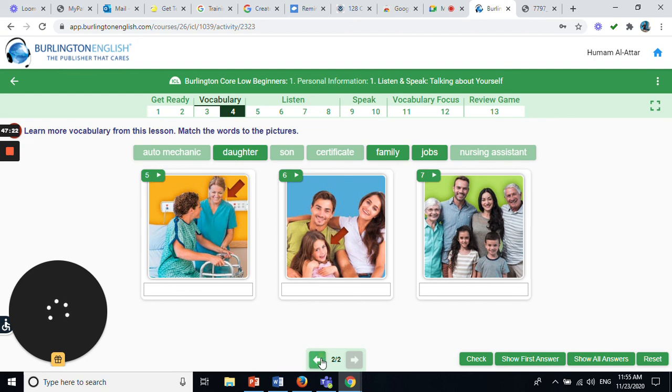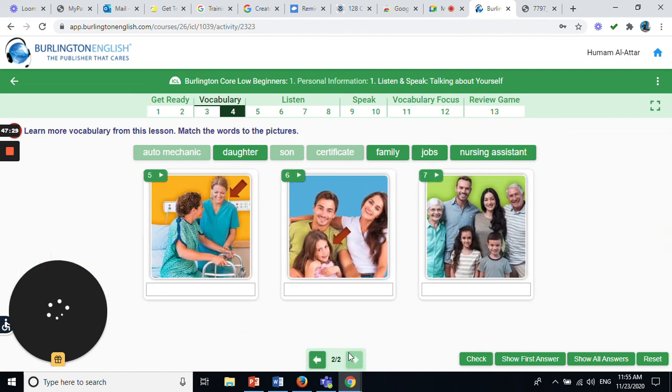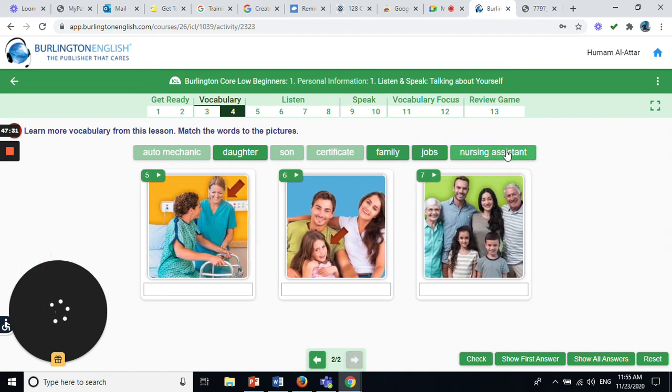So I'm going to go back here and change your answer, okay, to this one. Nursing assistant. Okay? So this lady here, she is sick in the hospital, and here's the nurse. She's helping her to stand up and walk using this walker. Okay? So this is nursing assistant.